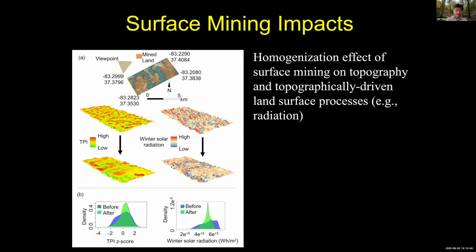Compared to the pre-mining, the post-mining TPI shows that there's a peak in the TPI value of 0, meaning that's the flat area. So that actually tells us that, at the regional level, there are less stream valleys and less ridge tops due to the surface mining. And we can then translate that into the solar radiation. And in this case, we look at the winter solar radiation. And as you can see, there's significantly less high winter solar radiation area due to the surface mining.